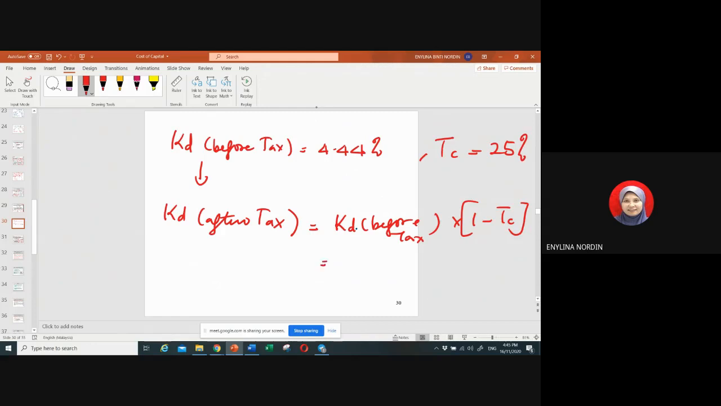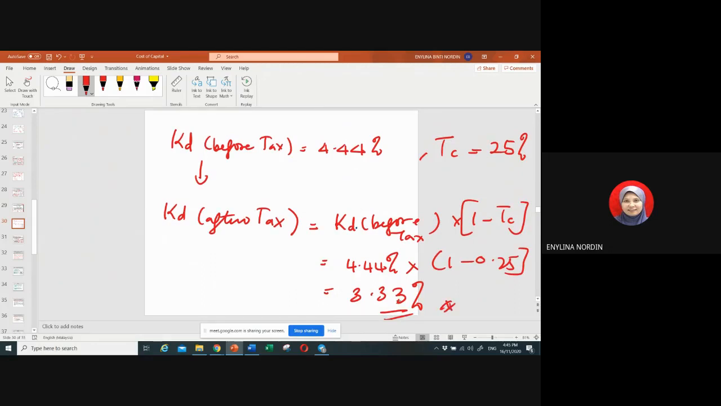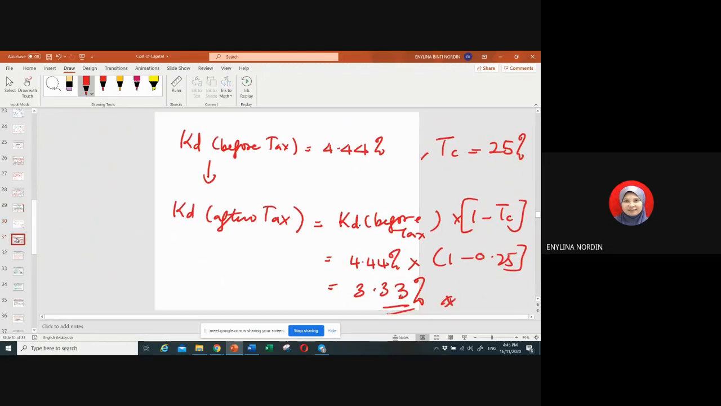So therefore, the cost of debt for this company, if the company issues a redeemable bond, is 4.44% multiplied by 1 minus 0.25. So that means the after-tax cost of debt becomes 3.33%. So that is how you calculate for the redeemable bond. Let's go to another slide.